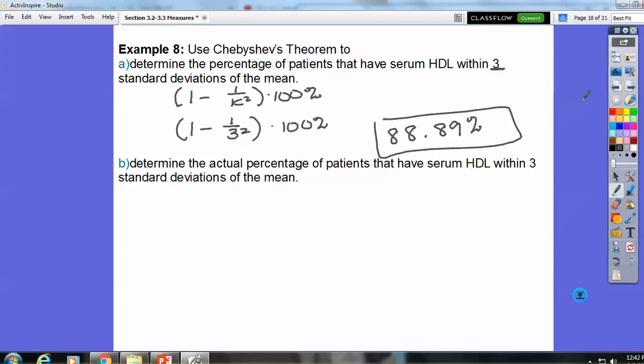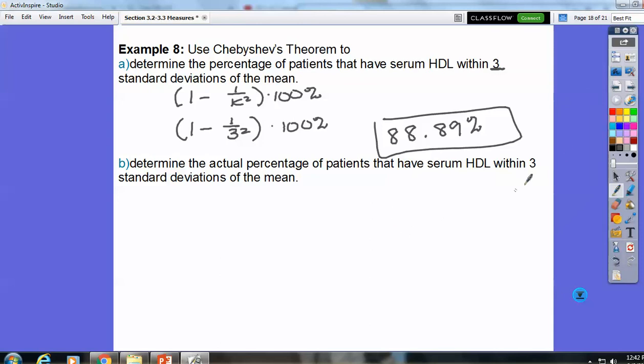Okay, you'll notice it's not as strong as the empirical rule. The empirical rule says 99.7%. This is only 88.89% because it allows for, if your data isn't in a perfect bell shape, if it is skewed, so you have to have a wider window there.